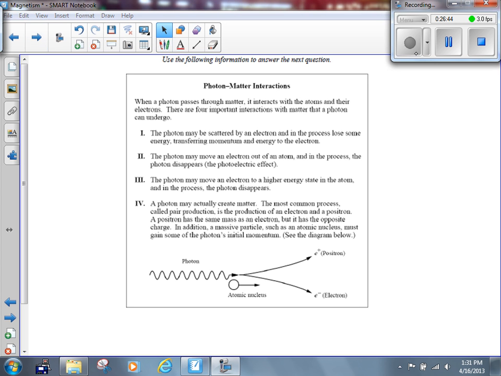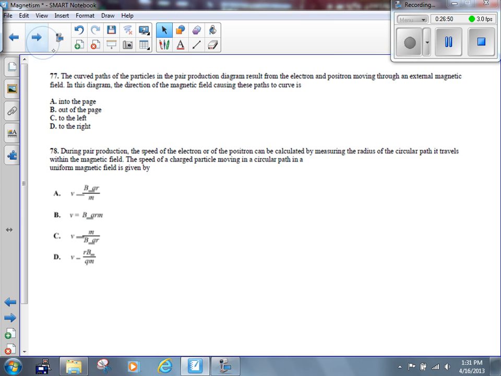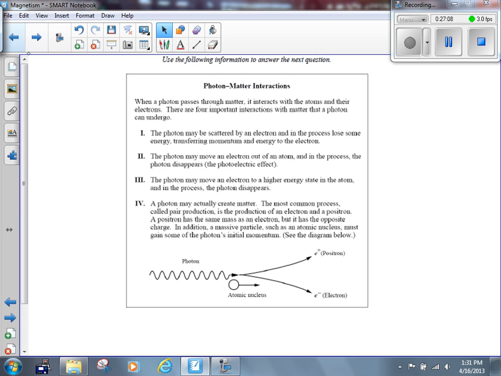All right, time to take a look at this one now, please. Number 77. Says the curved paths of the particles in the pair production diagram result from the electron and the positron moving through an external magnetic field. In this diagram, the external magnetic field is going to be which way to cause the path shown in the picture. How do we do this?